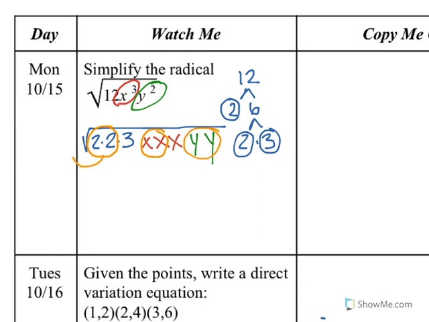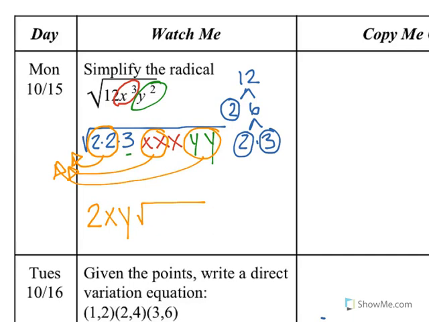And anything that got circled gets to come outside the radical, but we only write it one time per group. So even though we have a group of 2 2's, I'm only going to write it one time because I have one group of 2's. I have one group of x's and one group of y's. And then I have some things that are not circled, and so we're going to leave them inside the radical.